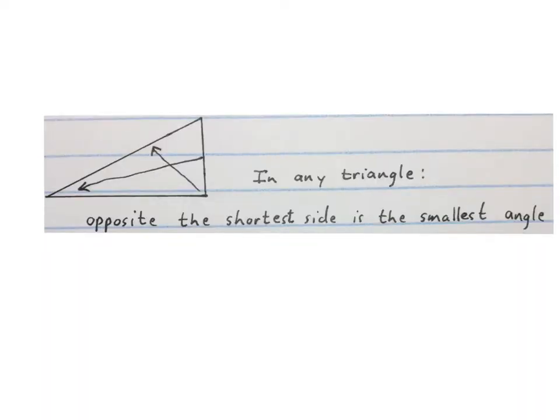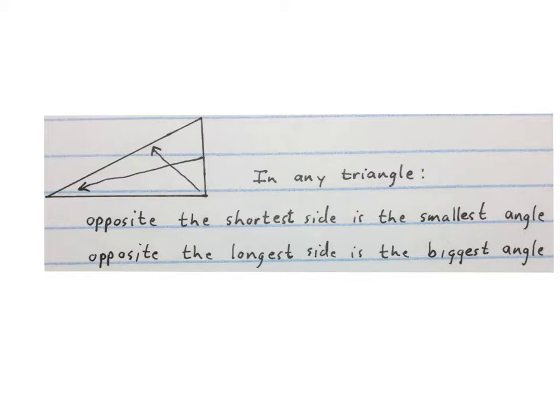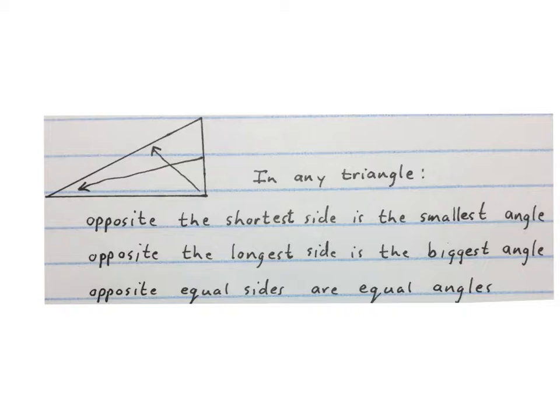Really try and get your head around the following fact. In any triangle, opposite the shortest side is the smallest angle. There is the shortest side and opposite him is the smallest angle. Here, opposite the longest side, you'll find the biggest angle, always. Like I said, opposite the longest side is the biggest angle. And therefore, what we're going to explain to you now is opposite equal sides are equal angles. Very important.